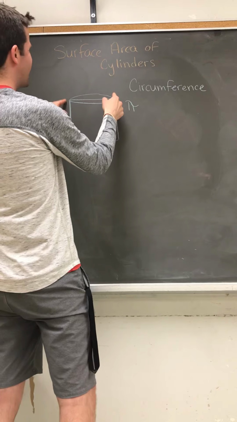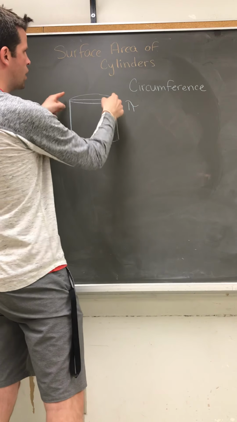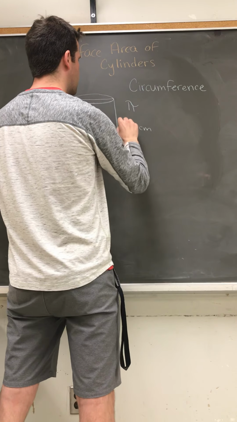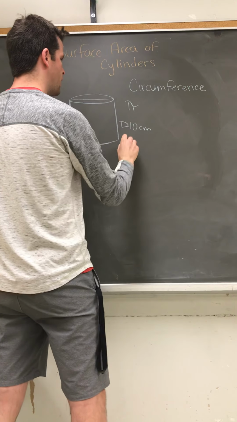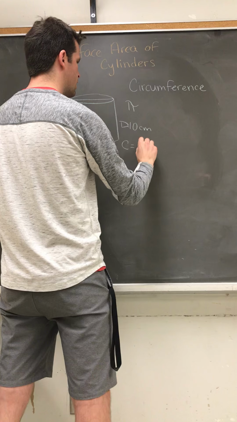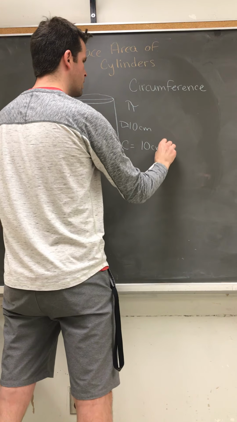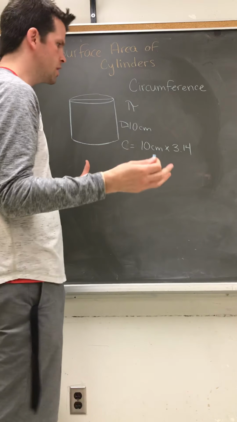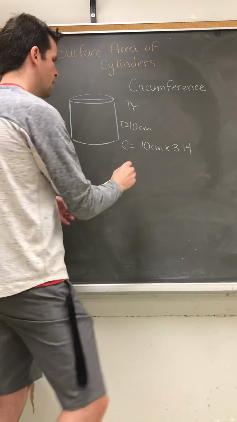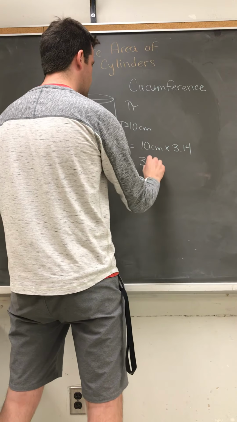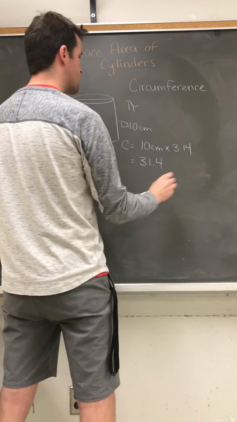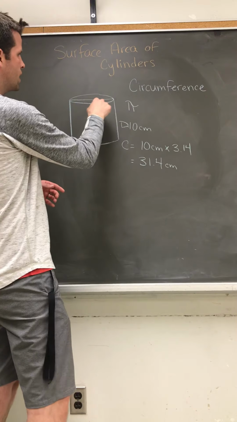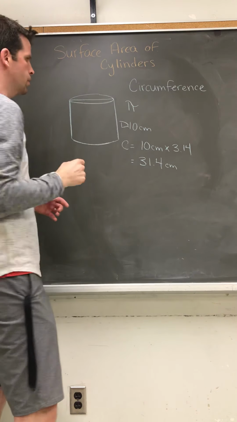So let's use just nice easy numbers. Let's say the diameter of this top circle here is 10 centimeters. To find the circumference, we're going to take the diameter, which is 10 centimeters, and times that by pi, which for most purposes we just call 3.14. If we do that, we get a circumference of 31.4 centimeters. That would be the distance around this circle.